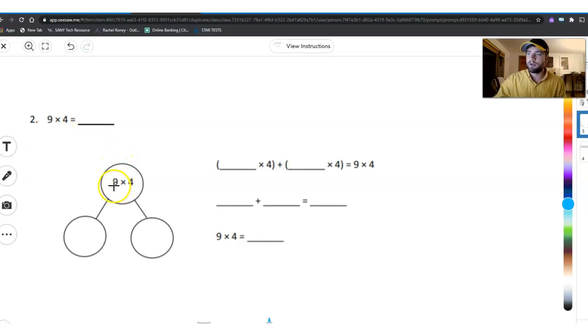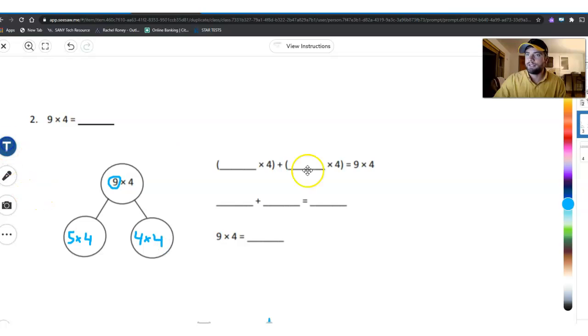So the trick here is to break up this problem into two smaller problems. So basically, we look at this bigger number here, 9, and we try to break it up into two pieces. So you can break it up however you want, but the two numbers have to add up to 9. So you could do something like 5 and 4. That's probably what I would do here, but you can do 8 and 1 or 7 and 2 or 6 and 3, anything like that. And then we basically have two smaller multiplication problems. So we have 5 times 4 plus 4 times 4.